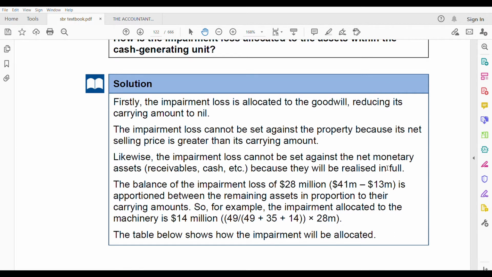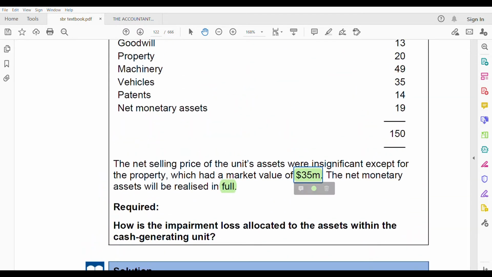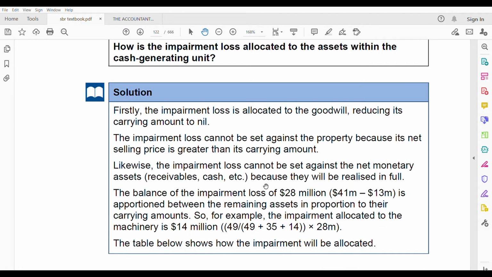So only three assets are left: machinery, vehicles, and patents, after the goodwill, of course. So what is the balance of the impairment loss? Total impairment was 41. Out of that, for goodwill, you have allocated 13. So the balance is 28. This is apportioned between the remaining assets in proportion to their carrying amounts.